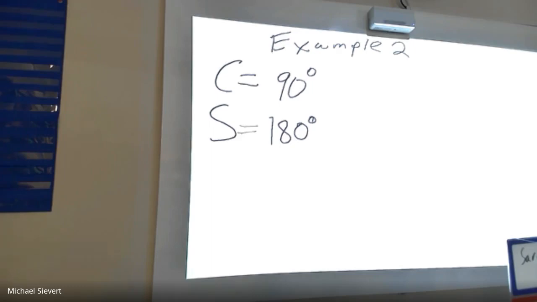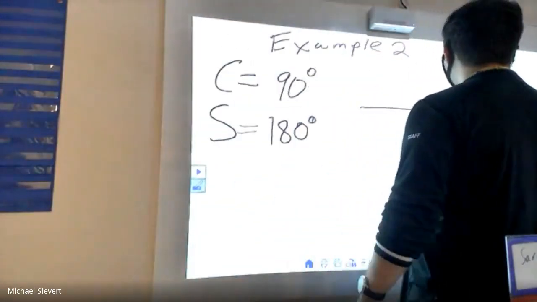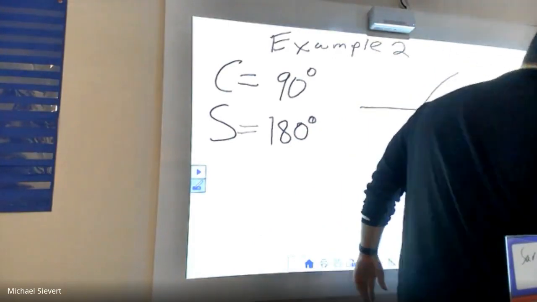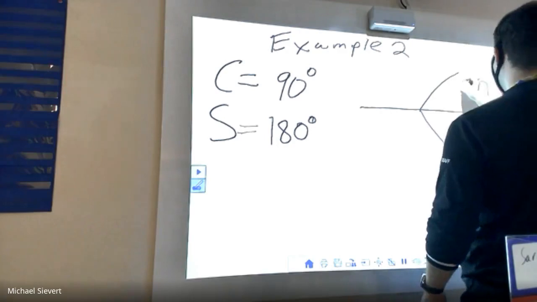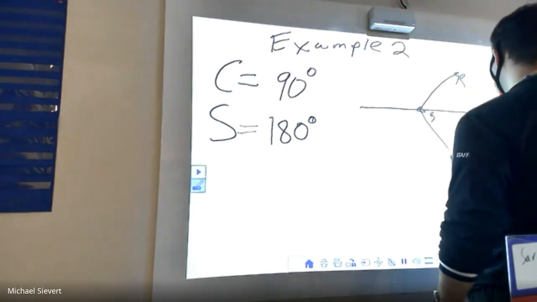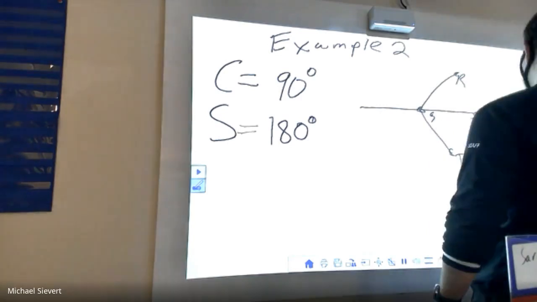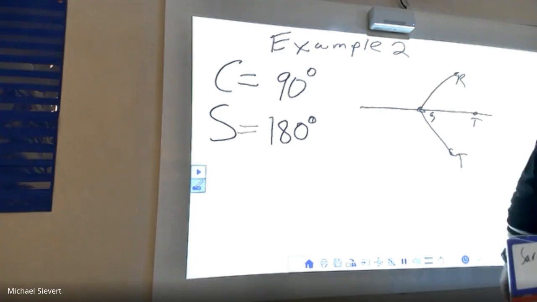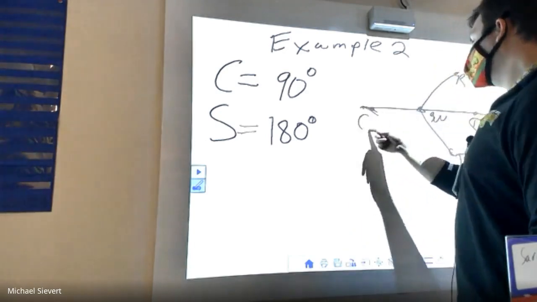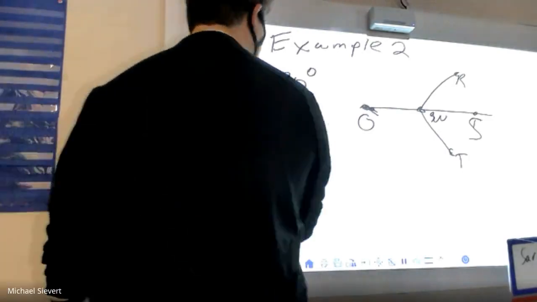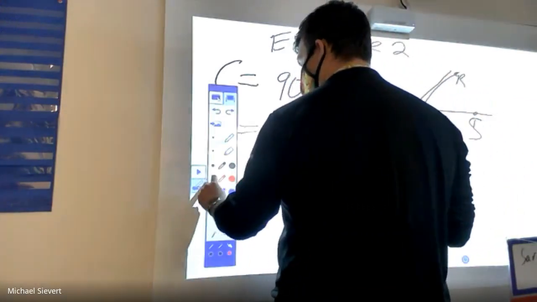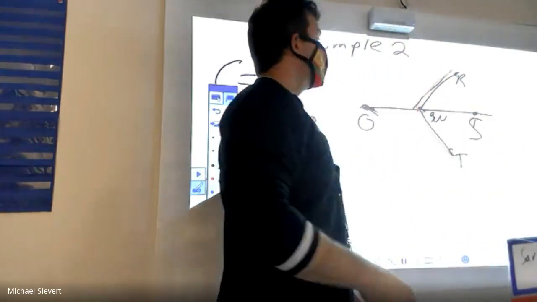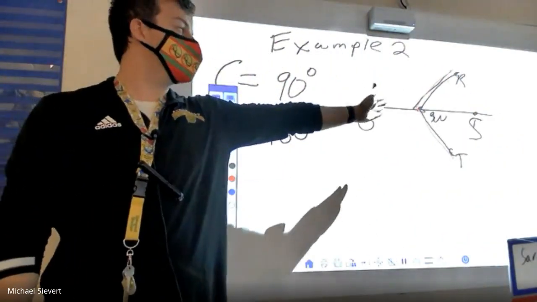Which line? RST, and then this one is what? No, this is S, this is W, and this is O. All right, so it says supplement of RWS, so we're looking at that. So there's the angle we're starting with. Which one would you put it with so that you would equal 180?